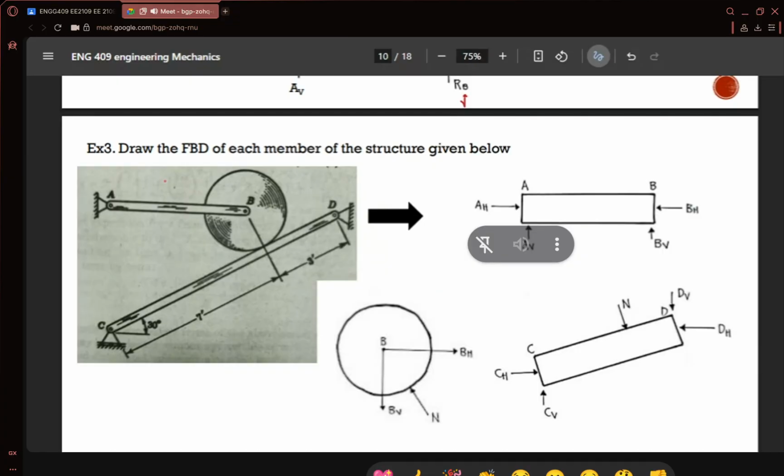So try to do this on your own time, although you can grab this copy already. Draw the FBD of each member of the structure given below. The structure here has three members: bar AB, bar CD, and roller B here. So try to draw or recreate the FBD for this. As a review also, try to identify what types of supports are being used here. I think most are hinges, right?